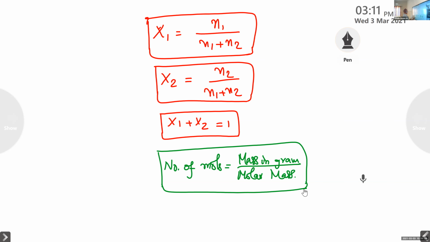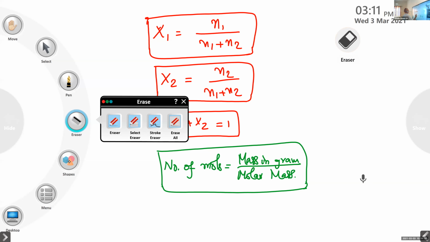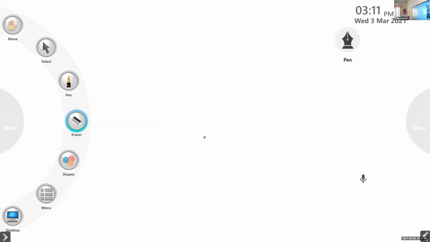You please write down the problem. Calculate, you write down a problem. Problems will be asked for the examination. Okay. Calculate the mole fraction of ethylene glycol.